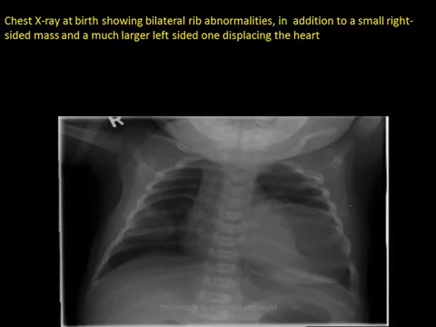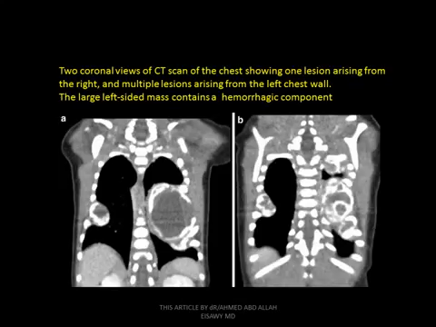Chest X-ray shows bilateral rib abnormalities. In addition, a small right solid mass and a much larger left-sided one displacing the heart. Coronal view: CT scan of the chest shows one lesion arising from the right and multiple lesions arising from the left chest wall. The large left-sided mass contains a hemorrhagic component.